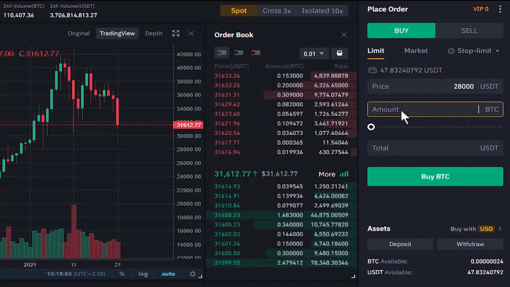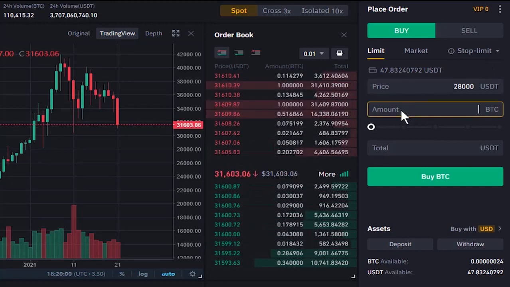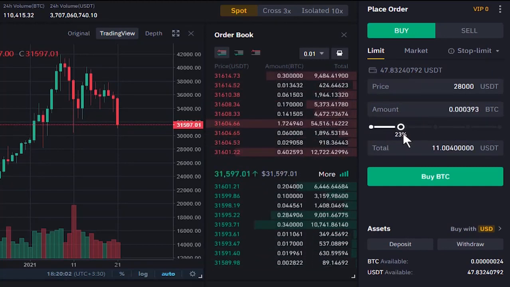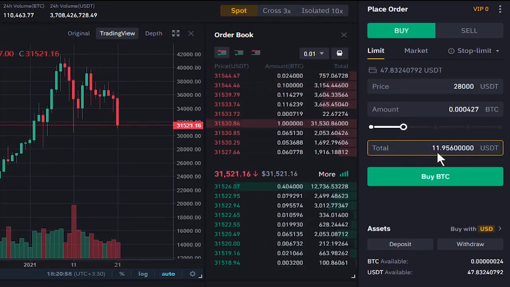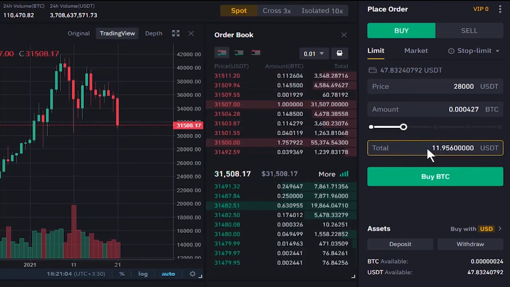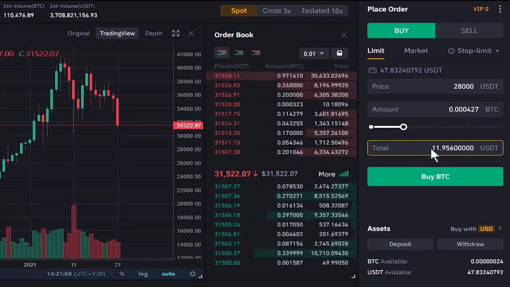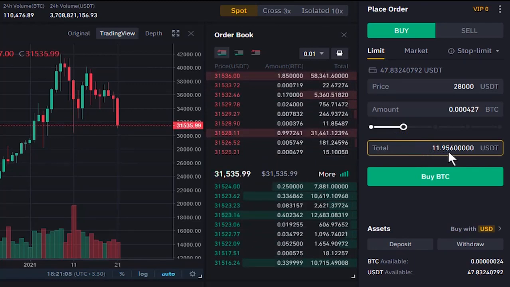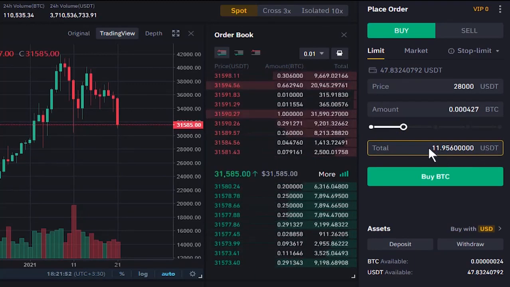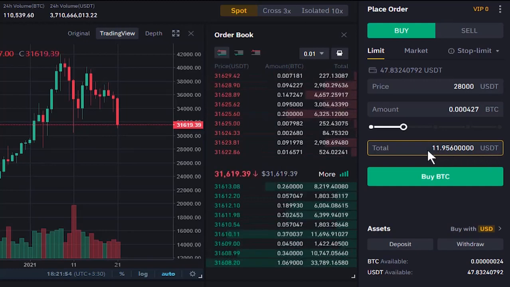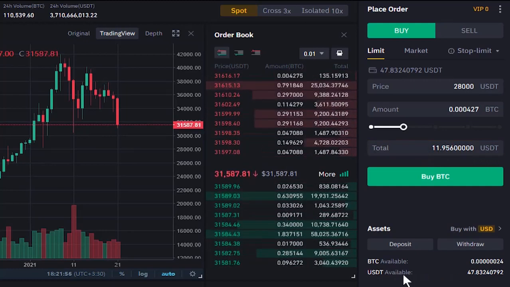So here in this box, we enter our desired price, which is 28,000, and here in this box we enter the amount, which I just set, for example, to 25%, and this box shows us how much it costs in terms of Tether, which is 11.95 USDT, as you can see. Actually, this will be deducted from the Tether amount that I have available here.